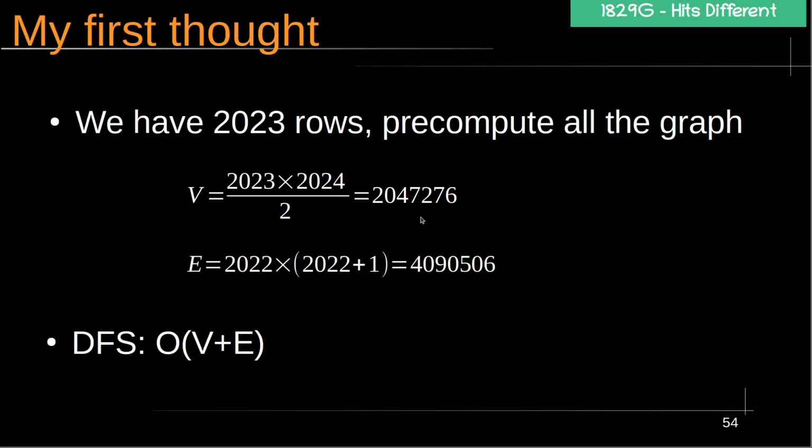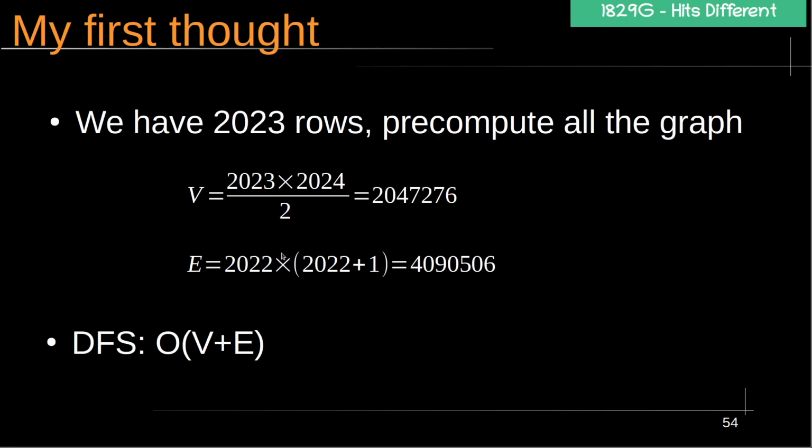We have this number of vertices, 2,047,276. Sorry, 2,047,276 here. The number of edges, as you see, is here.